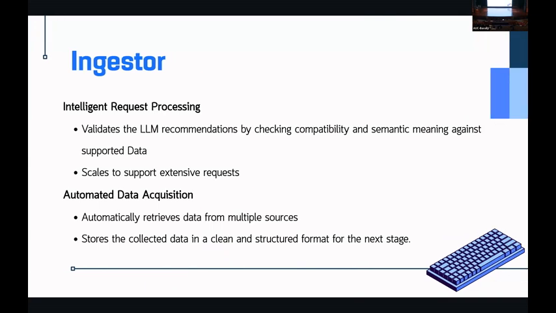Then we come to the ingester, and basically it's tasked with turning the user's query into an actionable data retrieval process. It does this by first checking what the LLM has recommended and validating that it fits within our context and that our data sources actually support it. Once that request is confirmed, the ingester automatically connects to the various data sources or APIs. It scales according to the user's request. The output of this stage is the raw financial information placed in a data frame, making it ready for further processing down the pipeline.